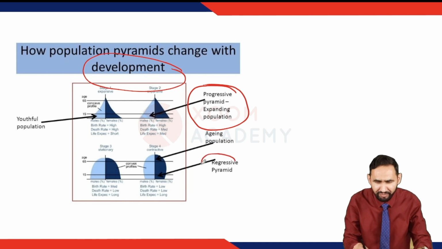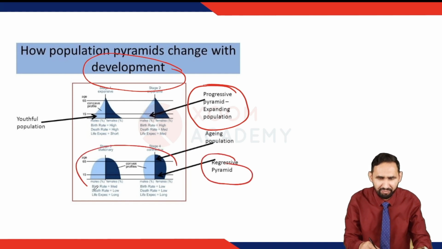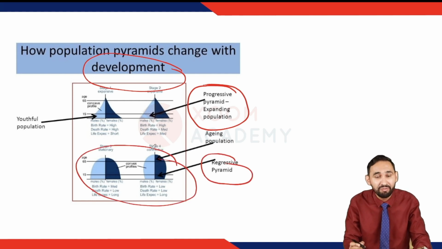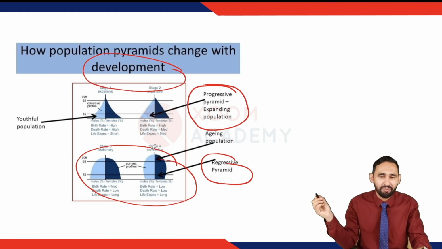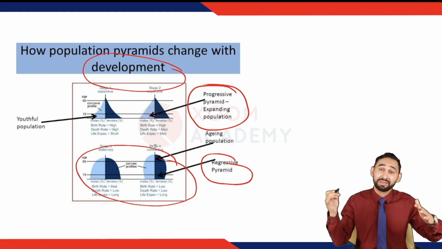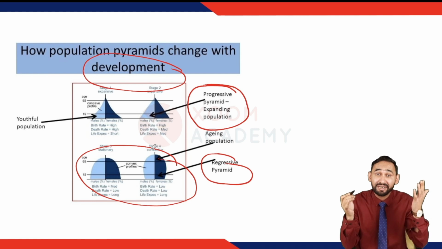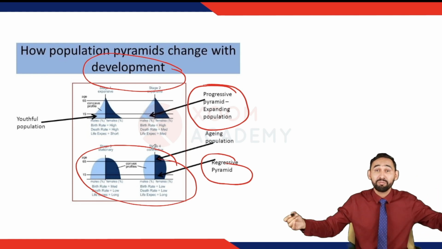And the negative regressive pyramid. Growth is negative, population is decreasing. This is the problem in Scandinavian countries. Their population is decreasing. Why? Birth rate is near zero. Death rate is greater because the number of old people is greater.